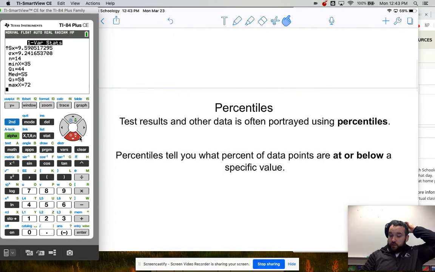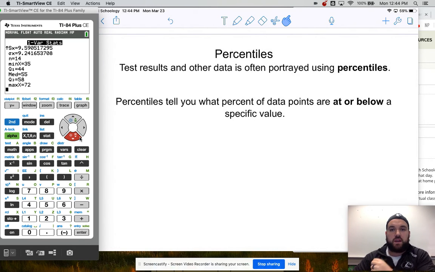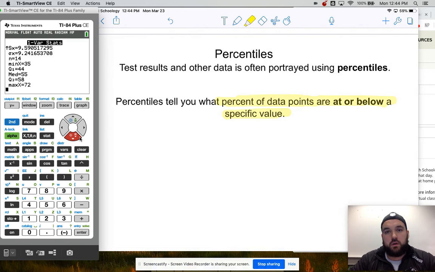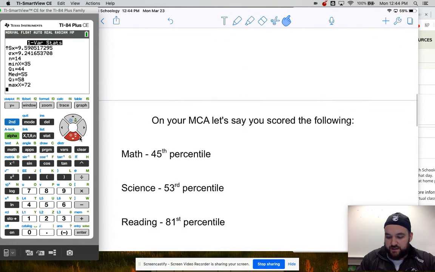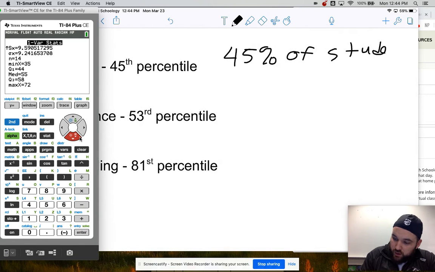All right. So very quickly, a percentile is a way to rank a person or a score within a data set. A lot of times this comes with tests like the MCA. You'll get your scores back and it'll give you a percentile. What that number means is what percent of data points, in this case people, are at or below your score. So if you get, for instance, the 45th percentile in math on your MCA, that means 45% of everyone who took it are at or below your score.